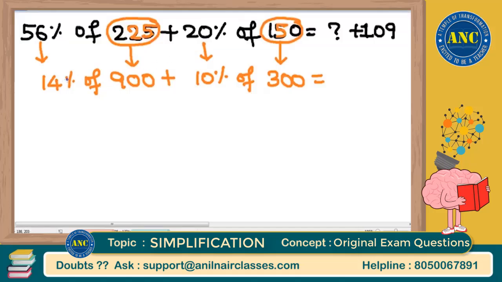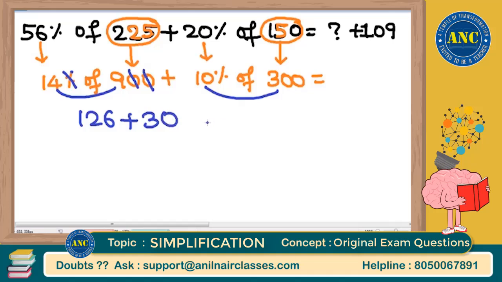Question mark plus 109. 14 percentage, remove percentage, 2 zeros cancel. 14 into 9 is 126. 10 percentage of 300 is 30. This is nothing but question mark plus 109.